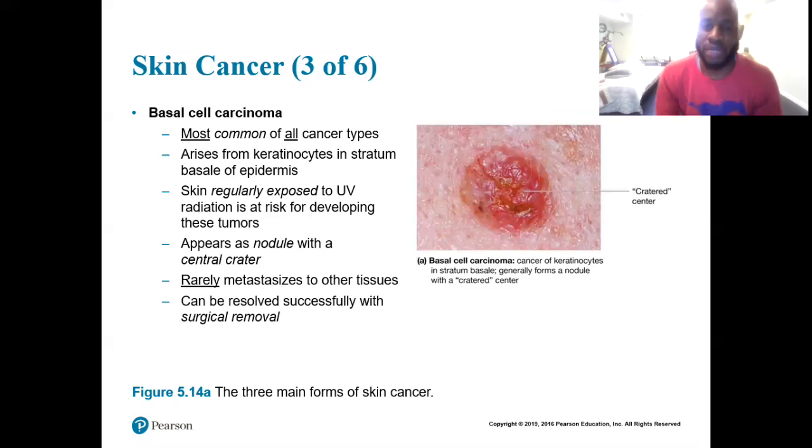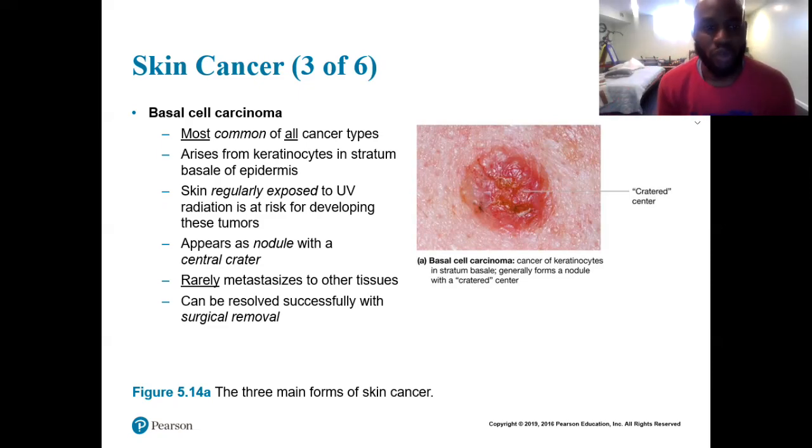We want to talk about the different types of skin cancer. So we have basal cell carcinoma, remember stratum basale. It's the most common type and arises from the keratinocytes in the stratum basale. This is skin that has been exposed to UV radiation. Remember, those cells are mitotically and metabolically very active, so they're already growing a lot.